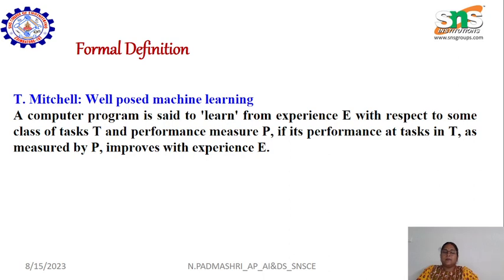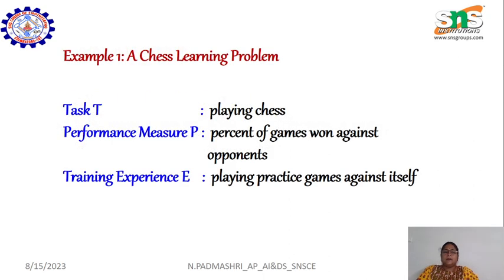We will see this with examples of the learning problem. We already discussed playing chess with a computer, so I am going to explain the same example with the formal definition of machine learning. The task T is playing chess, and the performance P is the percentage of games that we won against the opponent. Performance measure is P, task is playing chess. And what is the experience E? E is playing practice games against itself. So we are giving these terminologies T, P, and E.